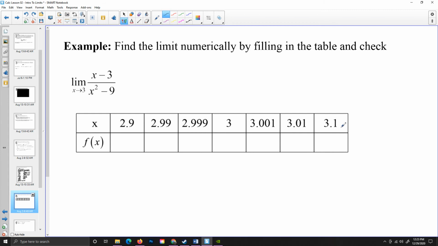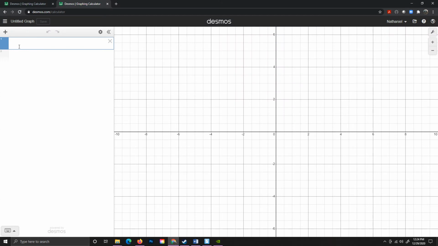All right, so we have this value right here, we have this expression right here, and we're going to want to make a table for this. So let's use Desmos. So here we are in Desmos, and we want to make us a table.